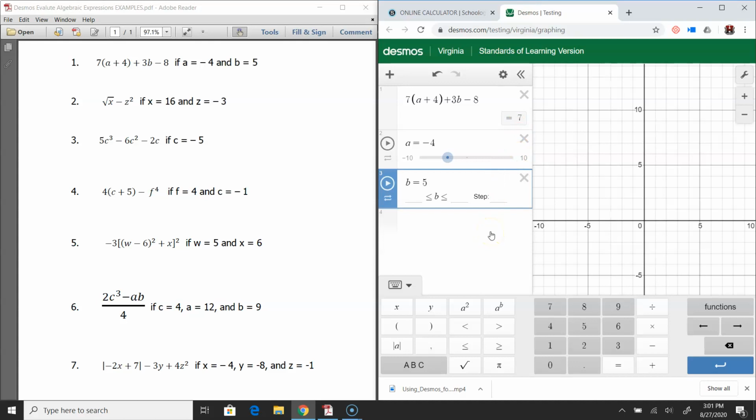So instead of writing down all of that work today, I want you to practice putting these same problems in on your calculator so we can get used to that.